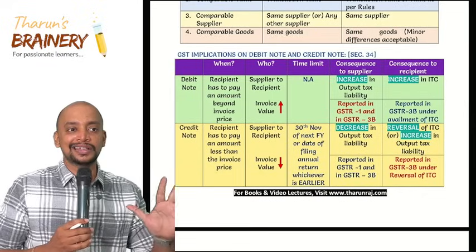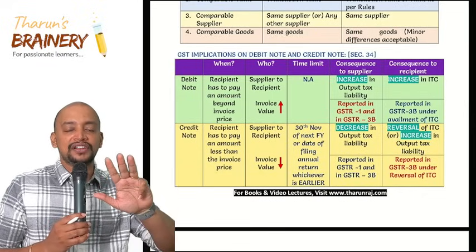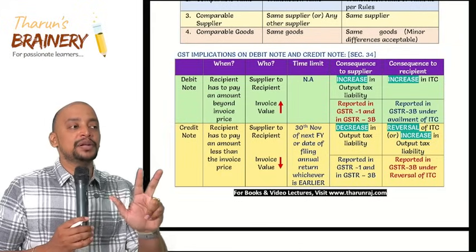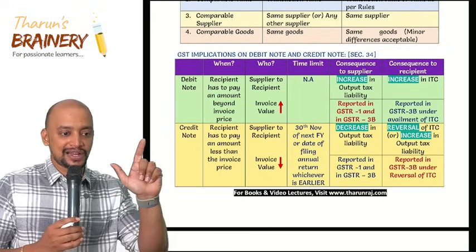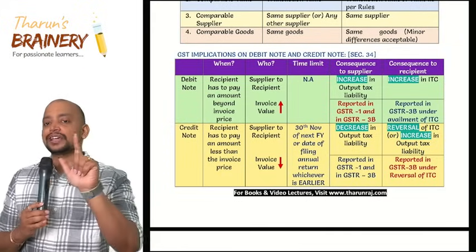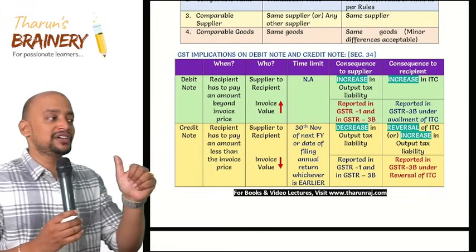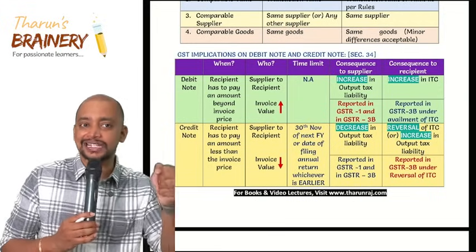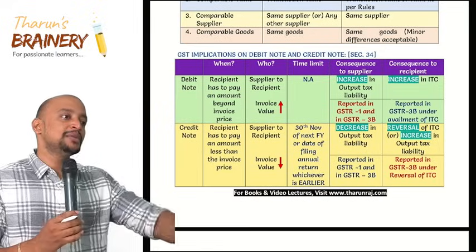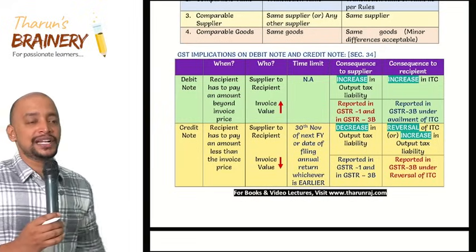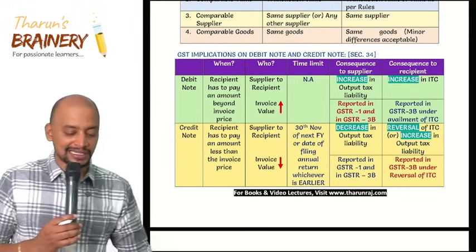So what are the 5 things? Time limit for availment of ITC, time limit for issuance of credit note, time limit for rectification of GSTR 1, time limit for rectification of GSTR 3B, time limit for rectification of GSTR 8. At these 5 places, the time limit is common. What is the time limit? 30th November of the succeeding financial year or date of filing annual return, whichever is earlier.